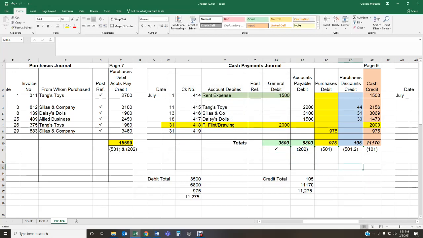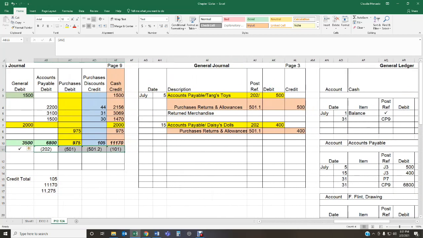Okay, so my general debit, I'm going to just go ahead and put the check mark. These have been posted, and when I'm referring to these, I'm referring to my totals. My totals have been posted to the respective accounts. So for accounts payable, it's account number 202. For purchases debit, it's 501. For purchases discounts credit, it's 501.2. So these balances were posted into those respective accounts.